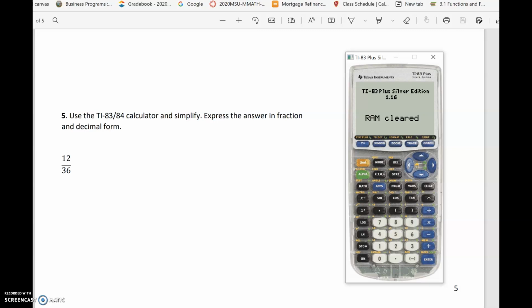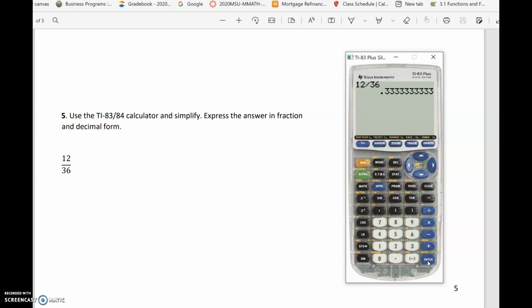Hi class, for this problem, we're gonna go over how to type in the fraction so that we obtain a decimal approximation and also an exact value. So in your calculator, you're gonna type it in as technically 12 divided by 36. And this is gonna give us a decimal approximation of 0.333 repeating.